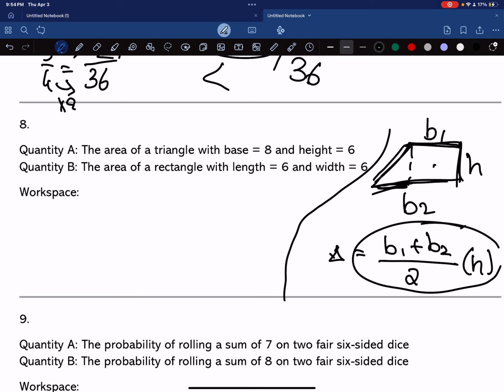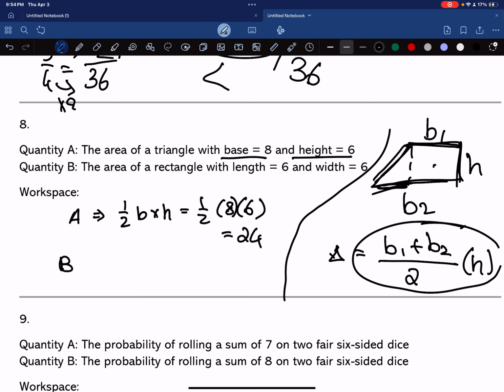All right. So let's go back to this problem here. Area of a triangle, my handwriting is really bad today. So for A, base is 8 and height is 6. And area of a triangle is 1/2 base times height. So it's 1/2 times 8 times 6, and so 4 times 6 is 24. For B here, a rectangle with length 6 and width 6, it's just 6 times 6, 36. And so 36 is bigger than 24, so our answer is B.